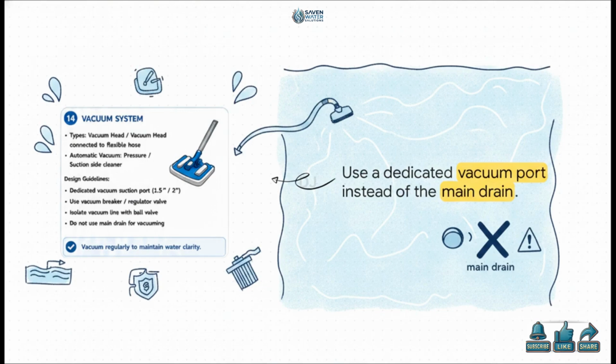You have to physically remove the debris too. The guidelines mandate using a dedicated vacuum suction port, perfectly sized at 1.5 to 2 inches, and it needs to be isolated with the ball valve. Now listen to this. Here's a massive safety warning that really stood out in the source material. You should absolutely never use your main drain for vacuuming. No way. Always use a dedicated line with a proper vacuum breaker or regulator valve to safely clean your pool floor.